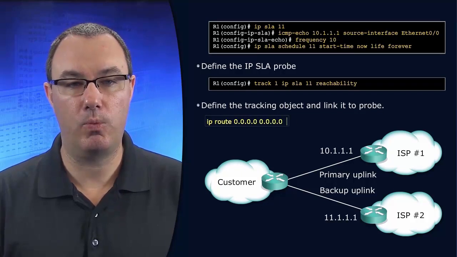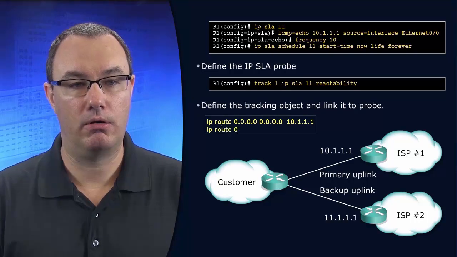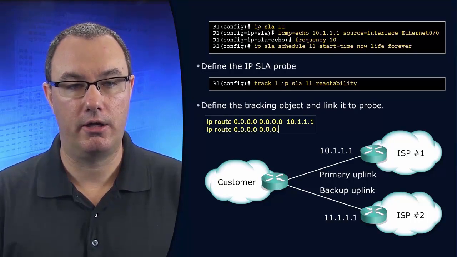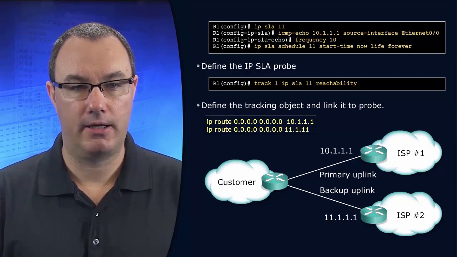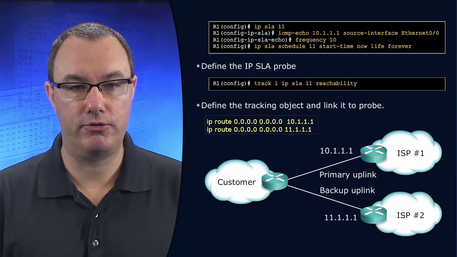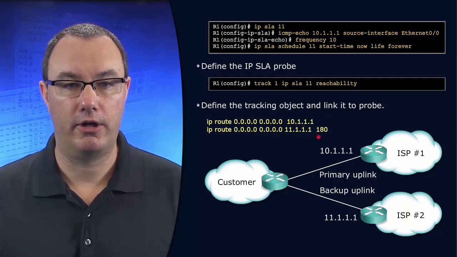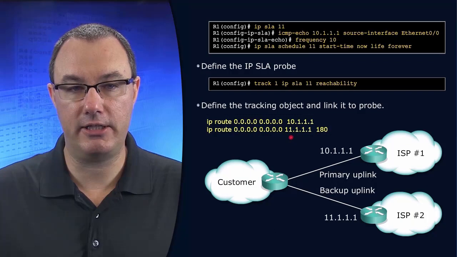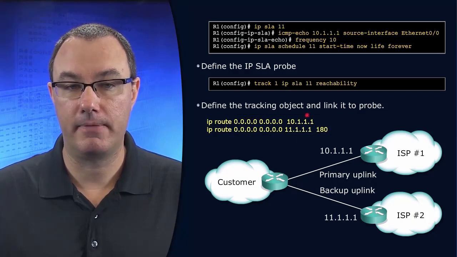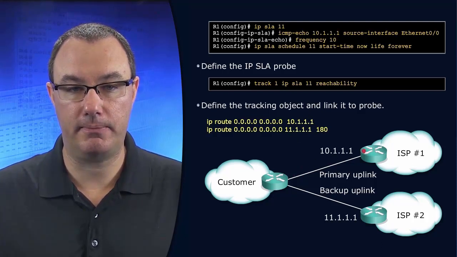This would be what we would expect to find in our configuration on this router that has connectivity to two different ISPs. And what I'm going to do is give us an administrative distance for the second route of 180. So what that's going to do is it's only going to use the second default route if the superior default route goes away, which will happen if I lose this link between us and the ISP.